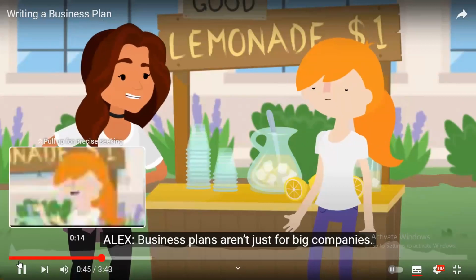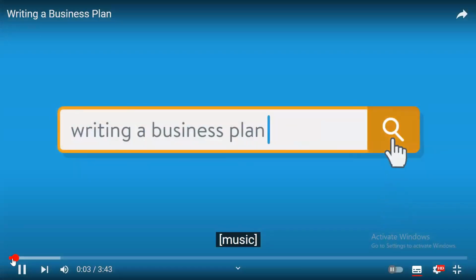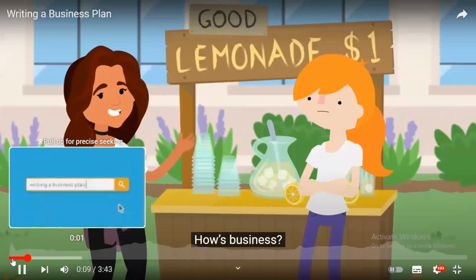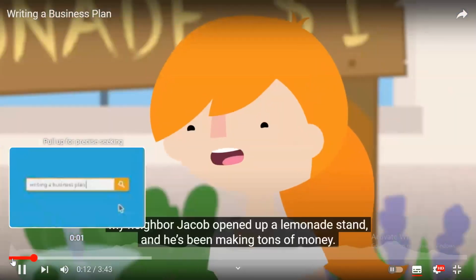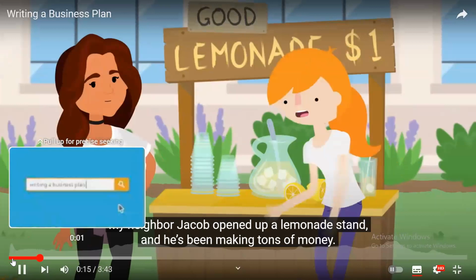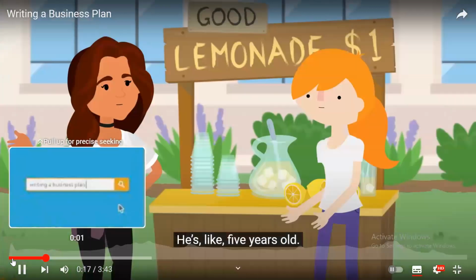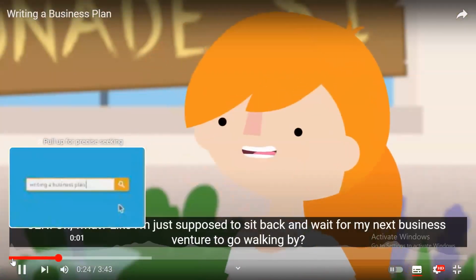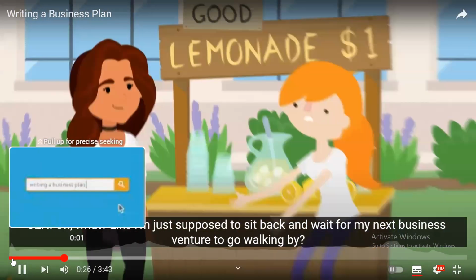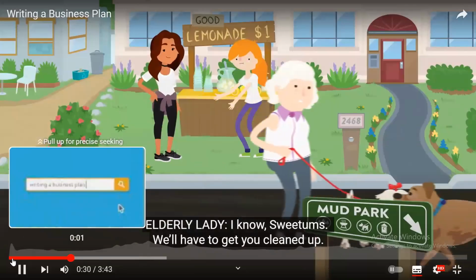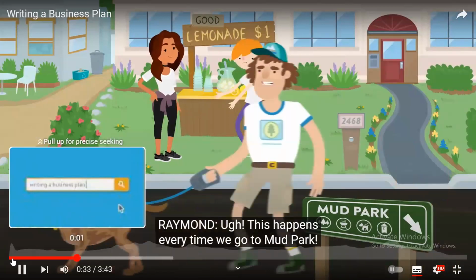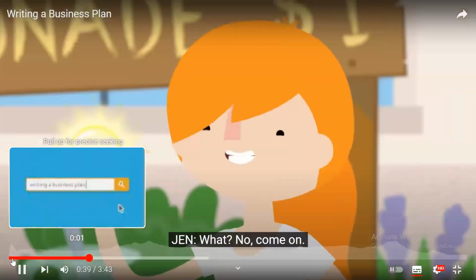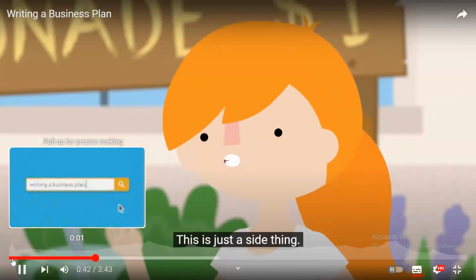Business plans aren't just for big companies. Even if you're... Hey, how's business? Terrible. I don't get it. My neighbor Jacob opened up a lemonade stand and he's been making tons of money. Jen, he's like 5 years old. And he's killing it. Maybe there's something else you're good at? Oh, what? Like I'm just supposed to sit back and wait for my next business venture to go walking by? I know, sweetums. We'll have to get you cleaned up. Ugh, this happens every time we go to Mud Park. There it is. Quick, let's make a business plan. What? No, come on. I'm not pitching this on TV. This is just a side thing.